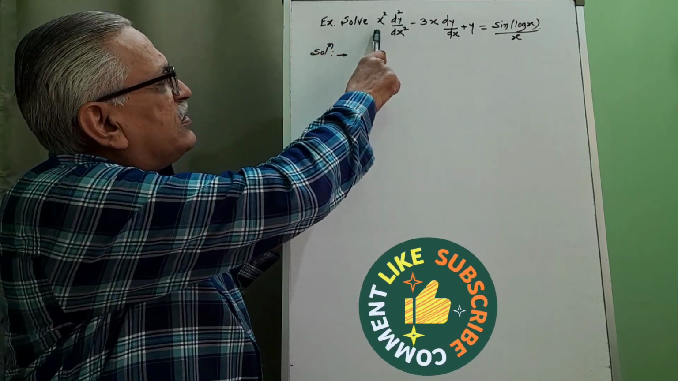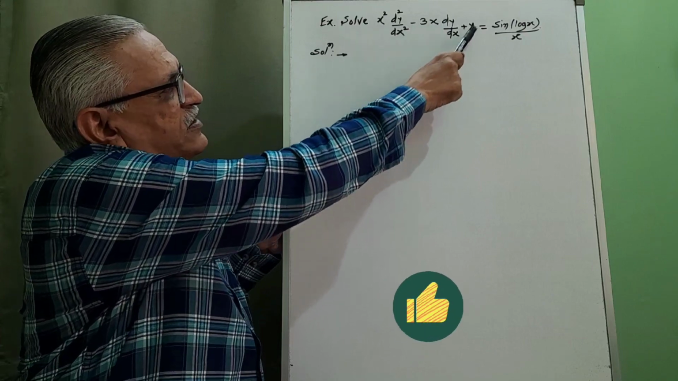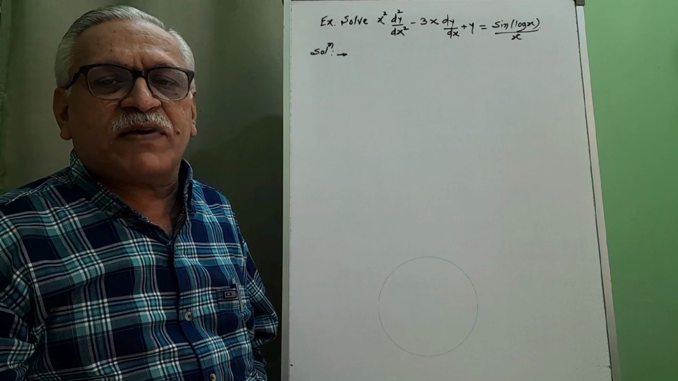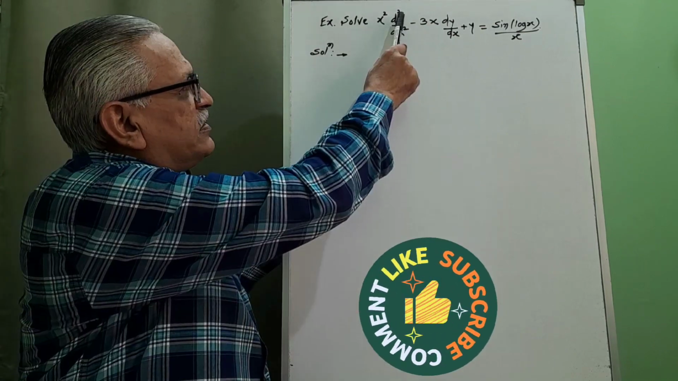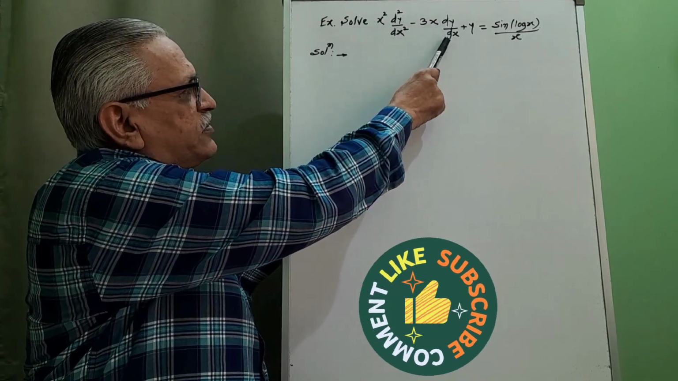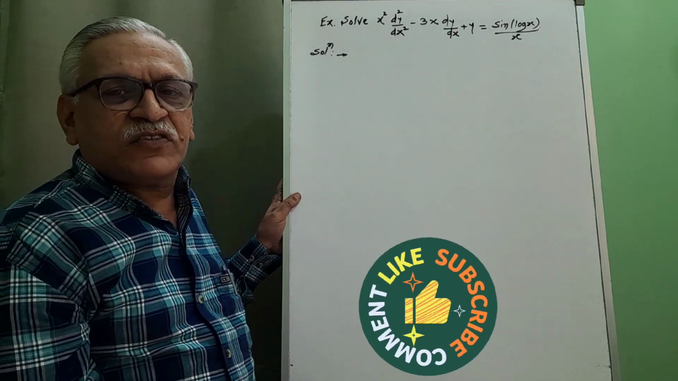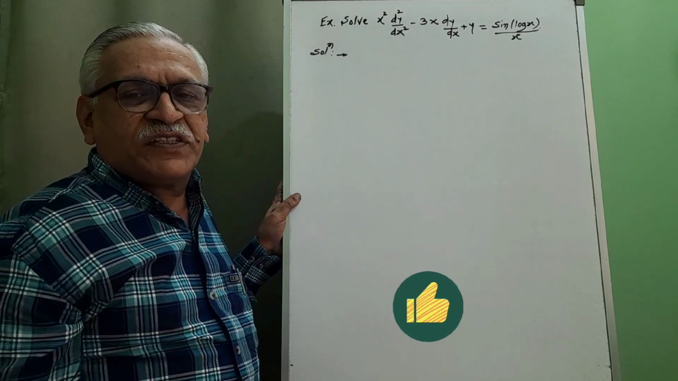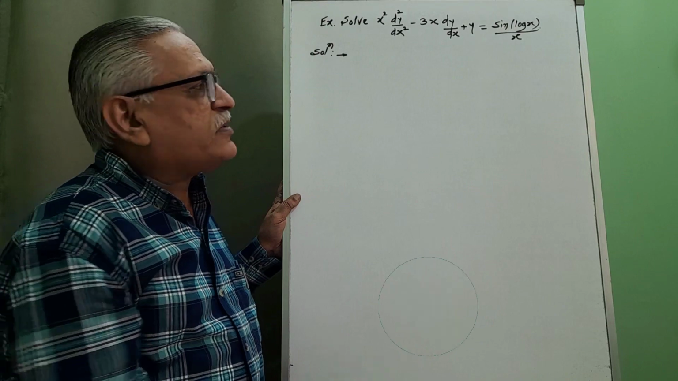Solve the equation x square d2y by dx square minus 3x dy by dx plus y is equal to sine log of x divided by x. If we observe the equation carefully, the second order derivative term is multiplied by x square, the first order derivative term is multiplied by x, and like this, it means it is a homogeneous type of term. Then we check whether it is with constant coefficient or with variable coefficient.